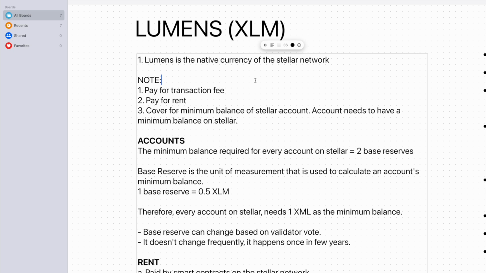Now let's go into details about Lumens. Let's talk about why we need Lumens, or why Lumens was created in the first place. We know that the Stellar network itself is an open ledger. It's open to everybody. But because it is open to everybody, that also makes it vulnerable to spamming, because everybody wants to run something on the network. If it is open, everybody can access it, and then some people might want to spam the network.